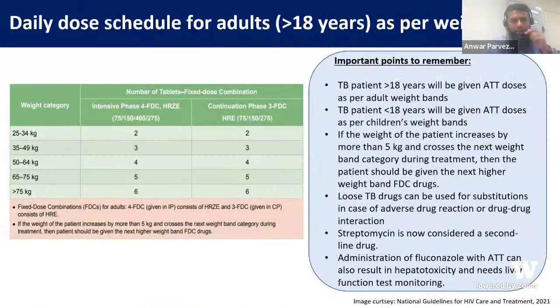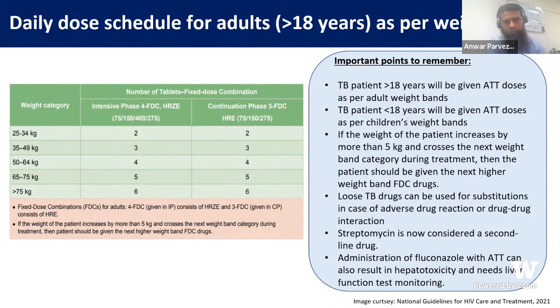So these are the weight bands. There are 2 different weight bands we use in the program, one for adults and one for pediatric patients. Whom do we call adult in the TB program? Those who are more than 18 years of age, and less than 18 years of age are called pediatric patients. In the HIV program, 15 is the cutoff, which has not changed, I think, but please confirm that if I'm wrong.